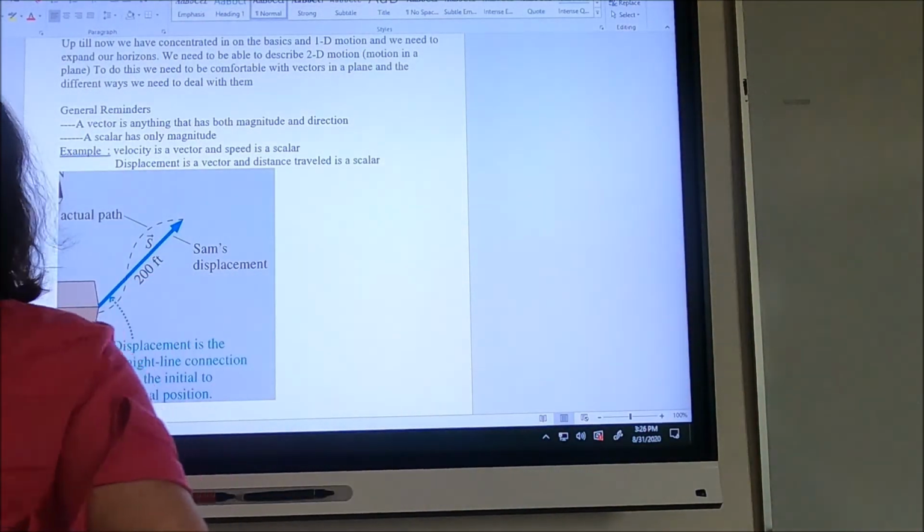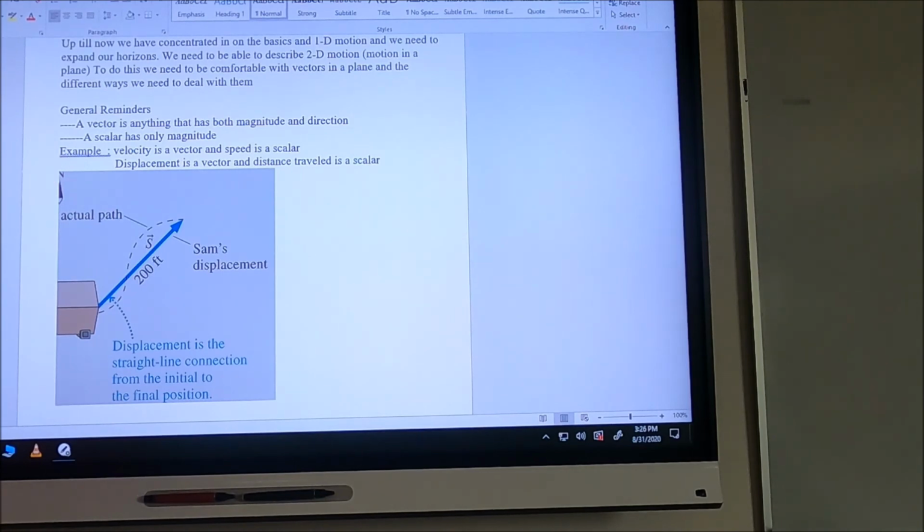So just some handy-dandy reminders. Remember, a vector is anything that has both magnitude and direction. A scalar only has magnitude. Velocity is a vector. Speed is a scalar. Displacement is a vector. Distance traveled is a scalar.